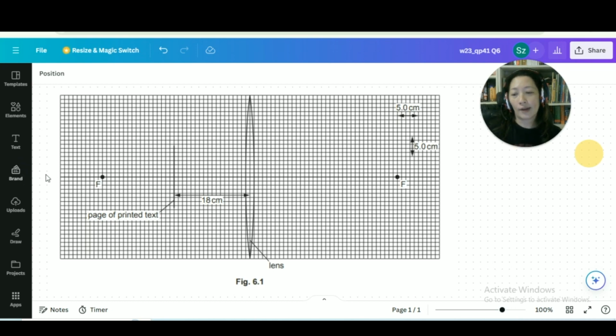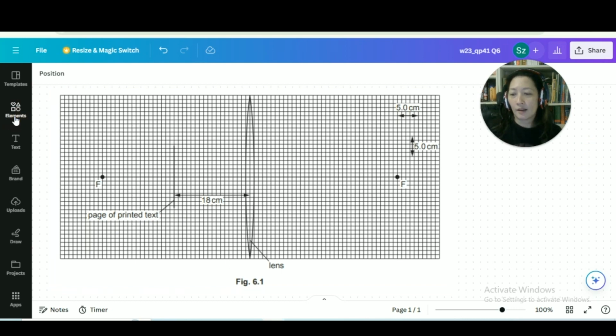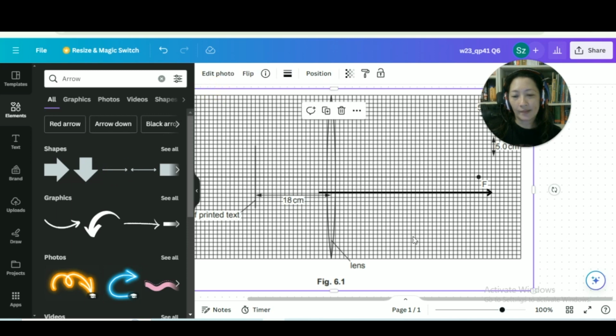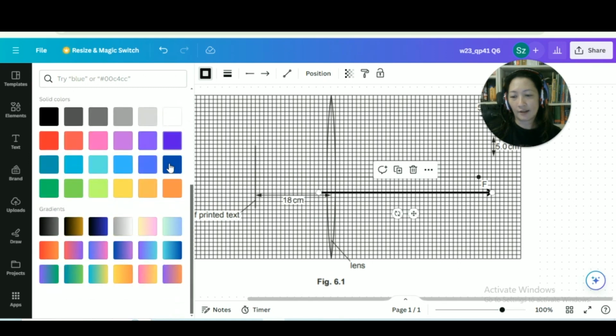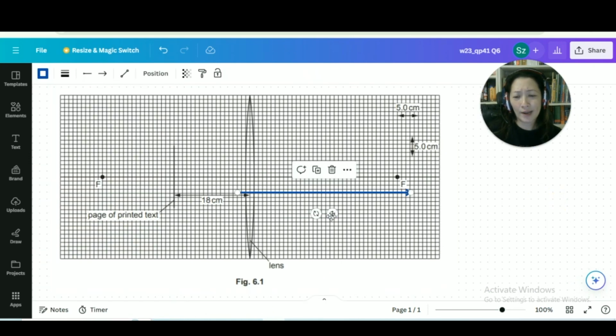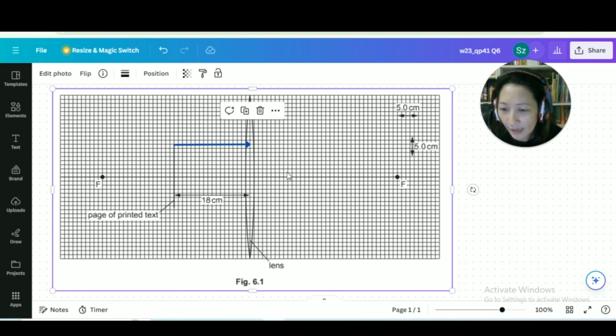So we're going to draw 2 light rays starting from the same point. In this case, you can choose to draw from the top of the printed page or the bottom of the printed page. I'm going to draw from the top. We're going to use the arrow function. Let me just change the color of the arrow so that it's easier to see on screen. This is not where the arrow should be. Let me just move that. Okay, we're going to start the arrow from the top of the printed page, and this arrow goes up to the center of the lens, like so.